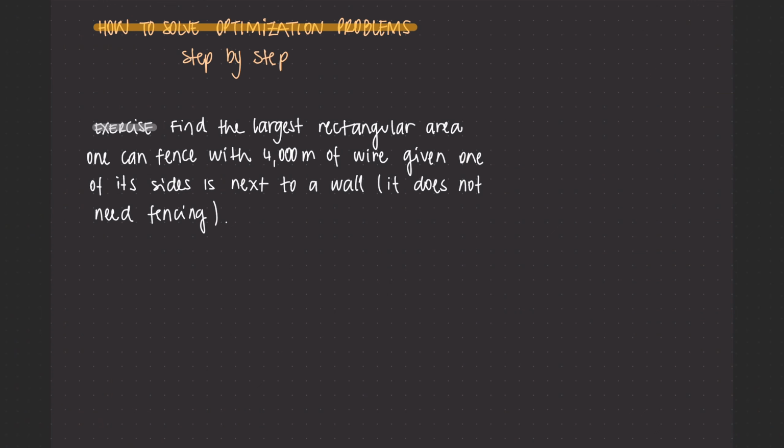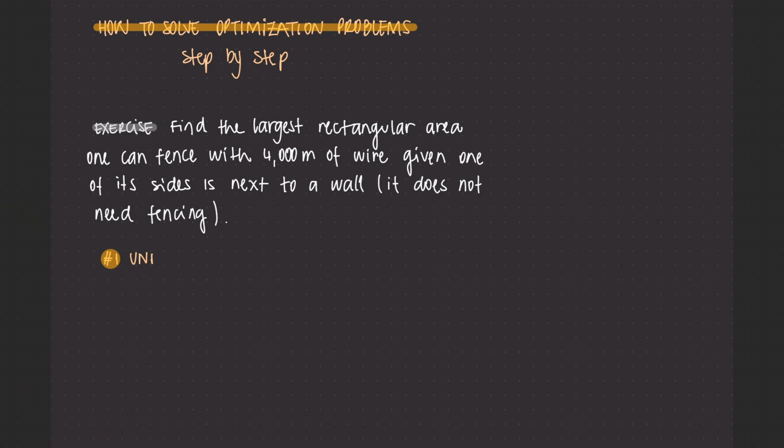The exercise we're going to solve is the following. Find the largest rectangular area one can fence with 4,000 meters of wire, given that one of these sides doesn't need any fencing. Now, there are two things to mention here. Number one, this exercise is not IB style, but the purpose of this video is not to solve IB style exercises. It is to get to know the process correctly so we can apply it to IB style exercises. And number two, I've mentioned here that one of the sides does not need any fencing because, well, if you were to fence all four sides, the answer would be a square, right? Which is not very interesting. So this is a way to make the answer a little bit more interesting.